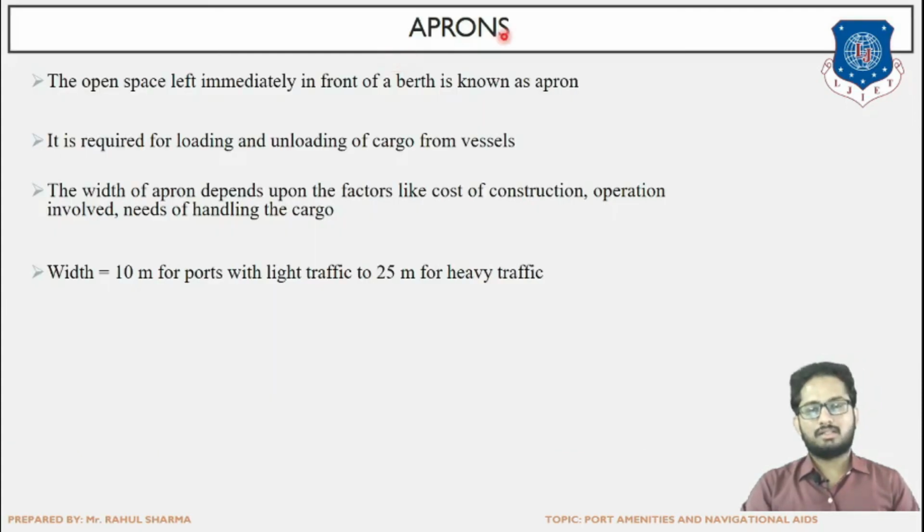Next are the aprons. They are basically the open space left immediately in front of a berth. So the adjacent space which is left in front of the berth is the apron, required for loading and unloading of cargo from the vessel. It is the space for loading and unloading of cargo.